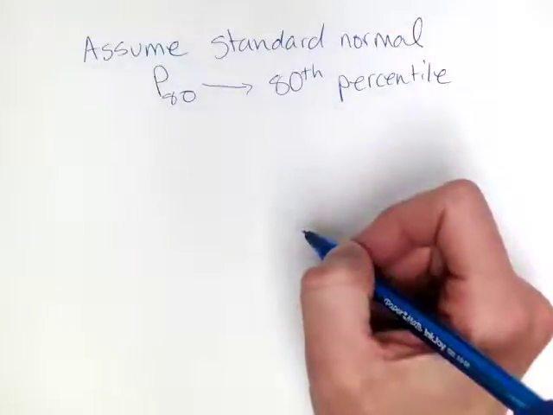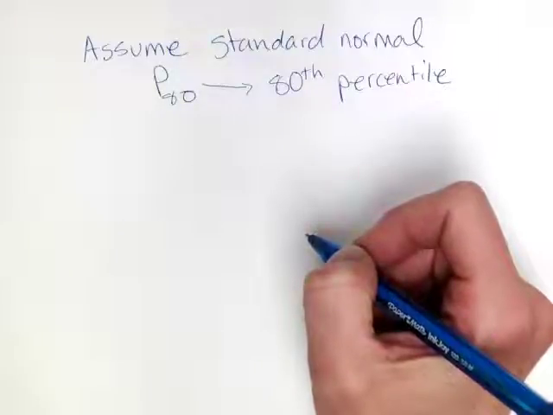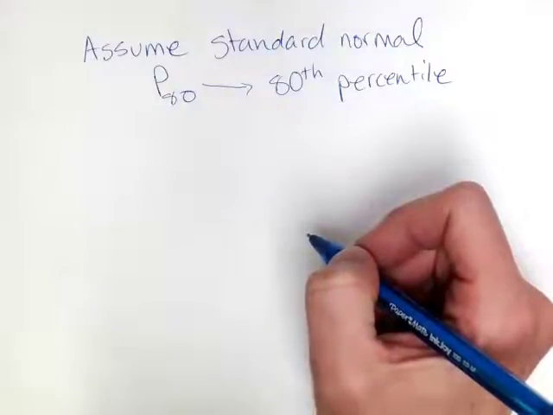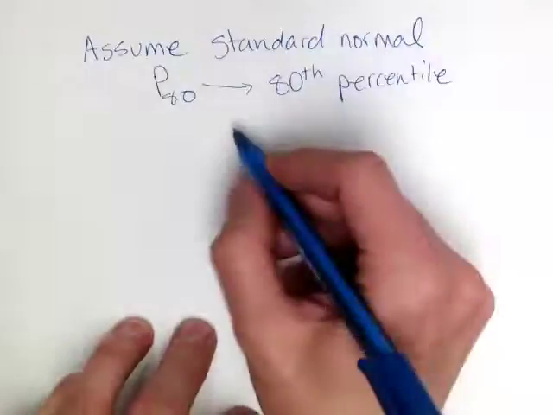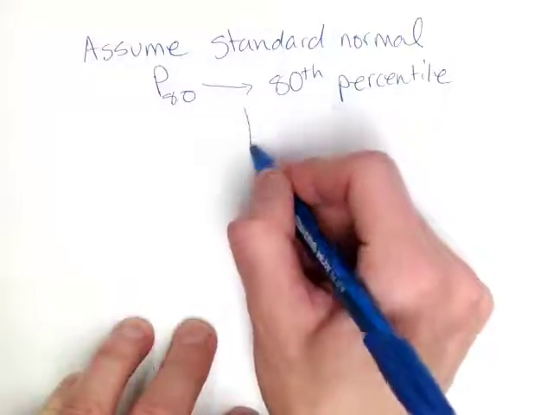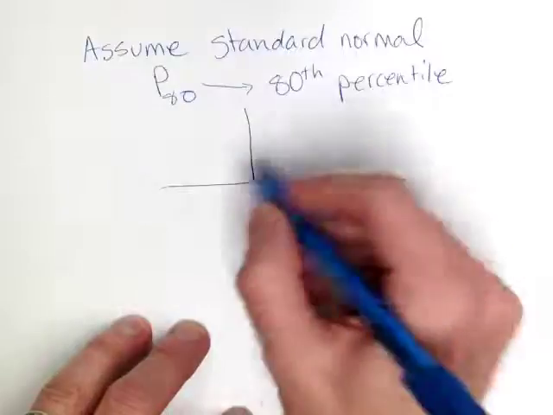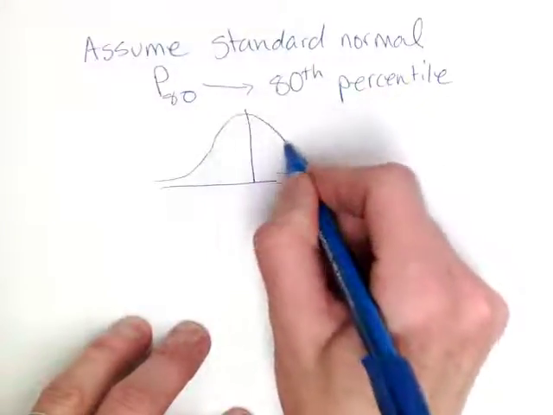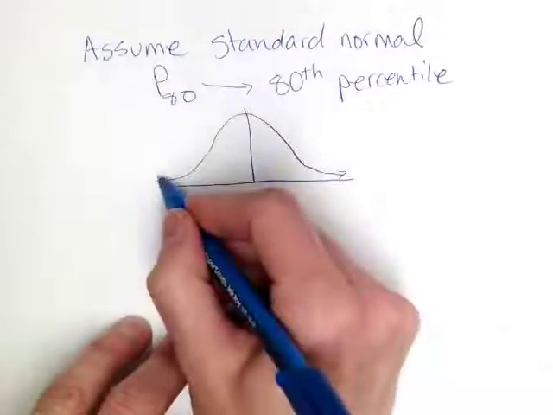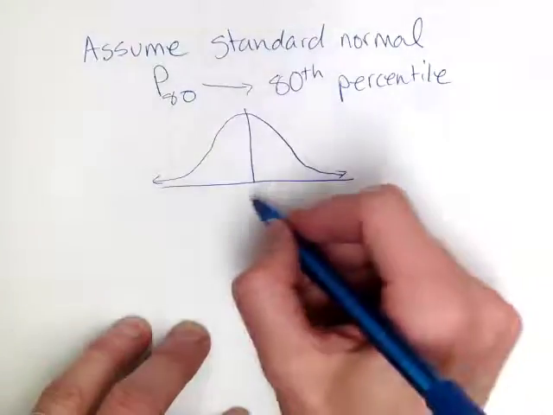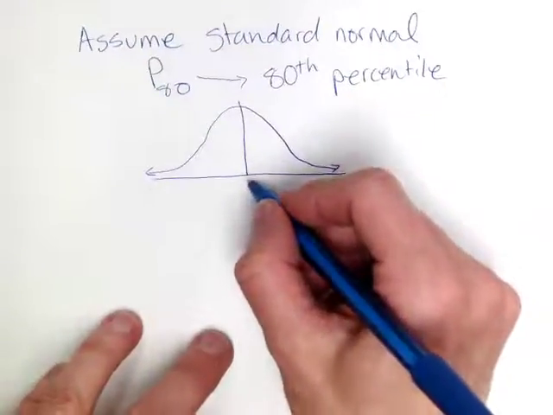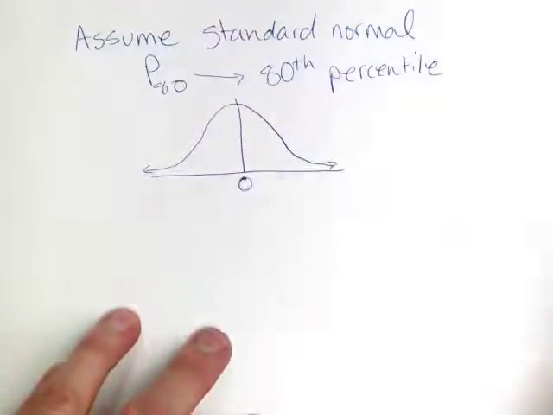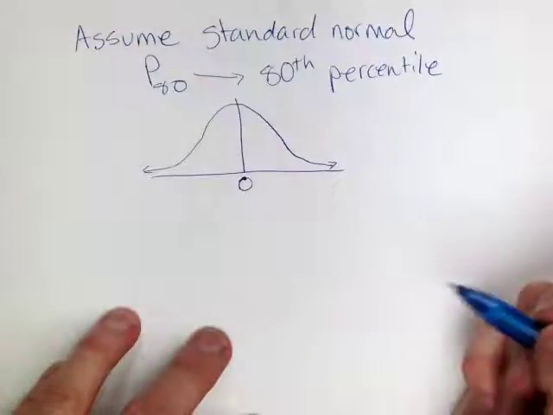For example, the 50th percentile would be the mean, because on a normal distribution, 50% of the values are below the mean and 50% are above the mean. So again, the mean would be the 50th percentile. Since we're working with standard normal in this case, I'm going to sketch a standard normal. I'm working without a net here because I'm writing in pen, so hopefully I won't make too many mistakes. And I'm going to put 0 in the middle.